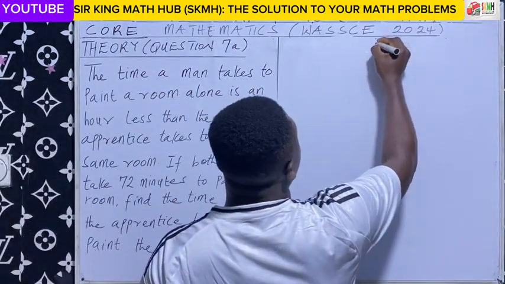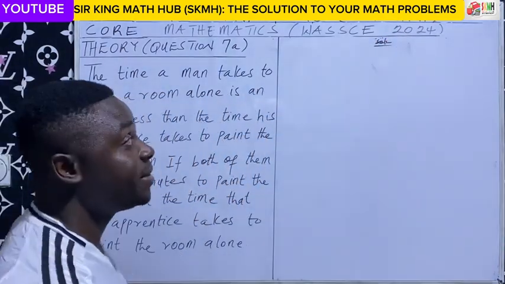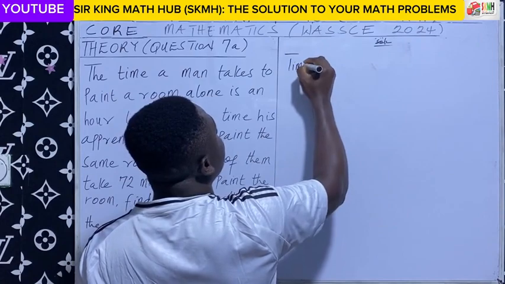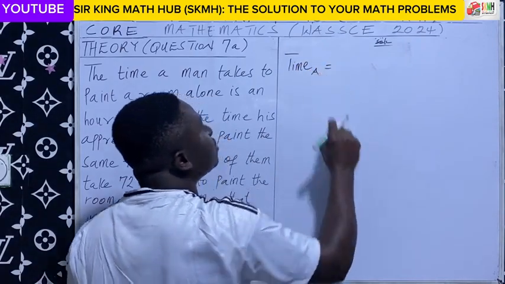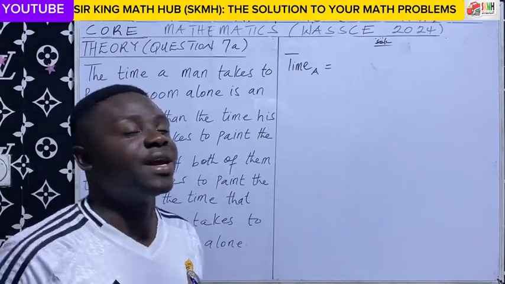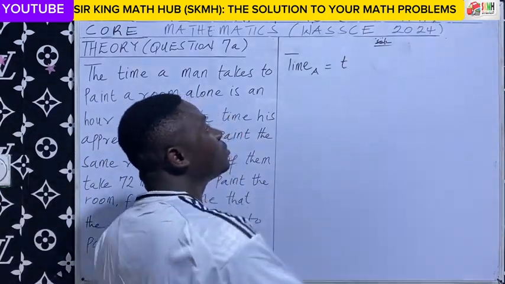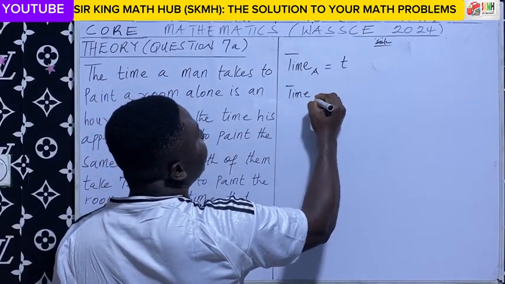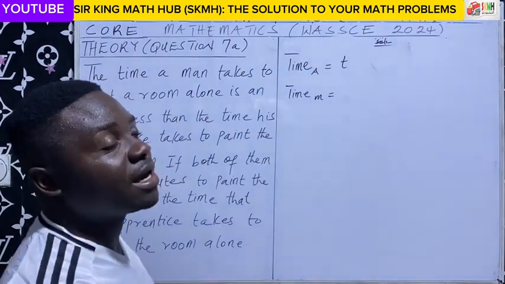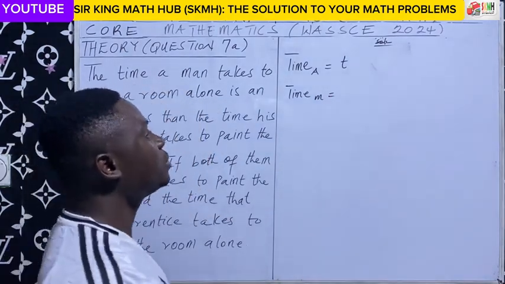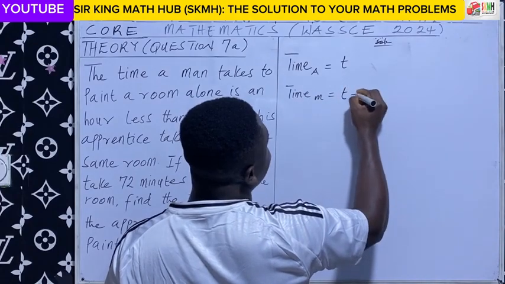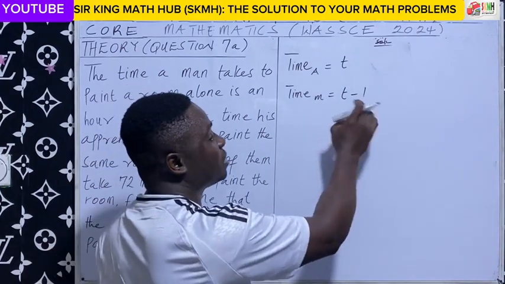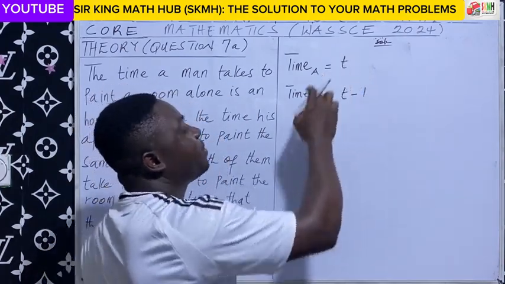So let's quickly represent the time used by the apprentice as well as the time used by the man. We are representing the time used by the apprentice as t. So what should be the time used by the man? Since it takes the man an hour less to paint the room, the time used by the man will be t minus 1, where 1 here represents an hour less. So we have to subtract 1 hour from the apprentice time.